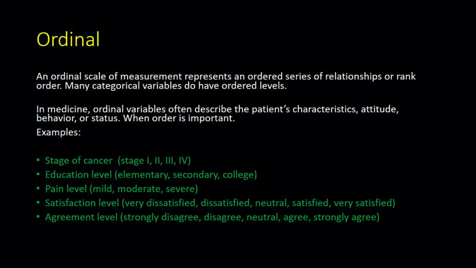So whenever we analyze data in rank or in order, we follow categorical data which is defined by the ordinal scale. The second example is education level: elementary, secondary, and college. In the third example, the pain level: mild, moderate, severe. Pain level has some scale, some category, where severe means high, then moderate, then mild.